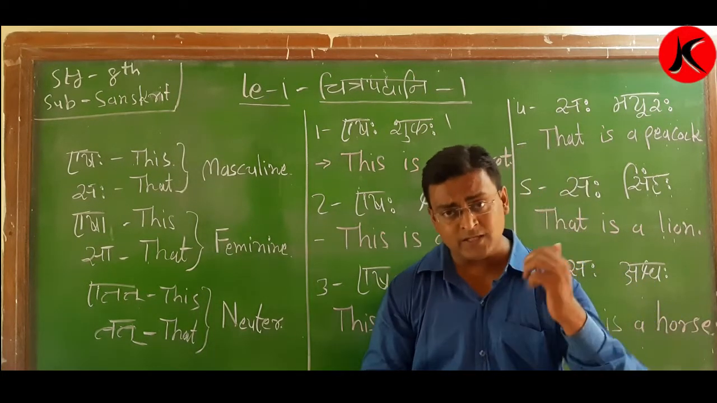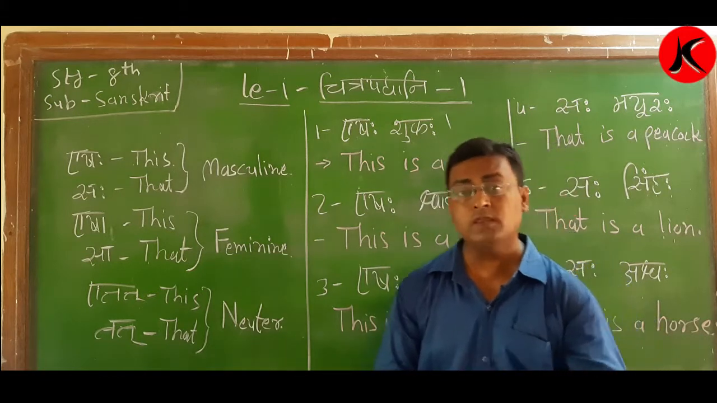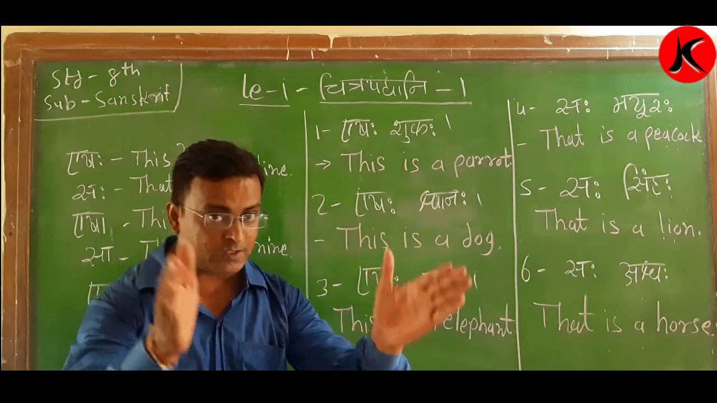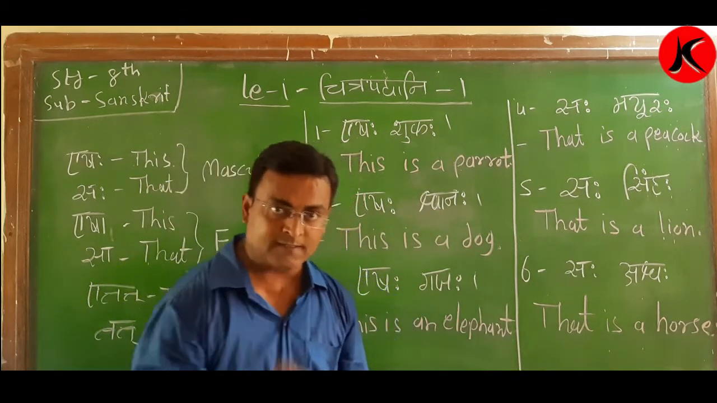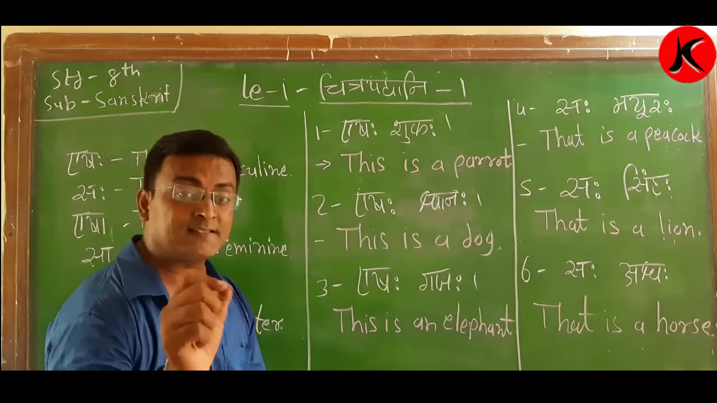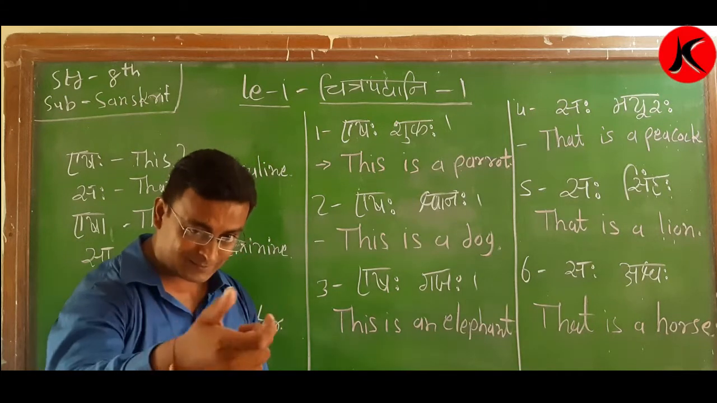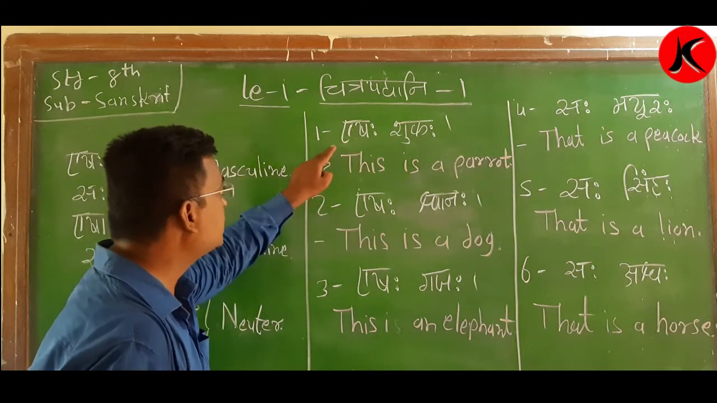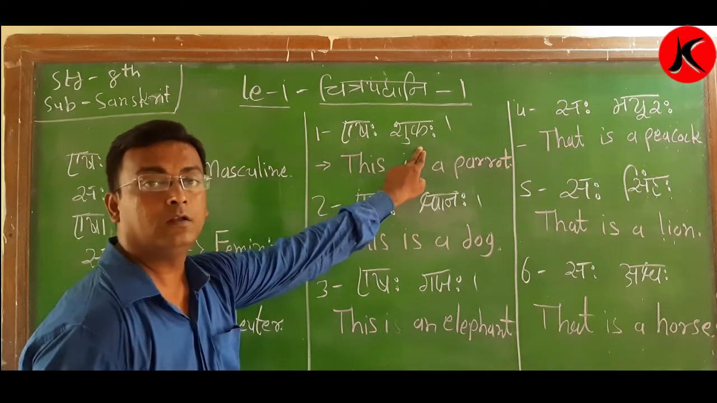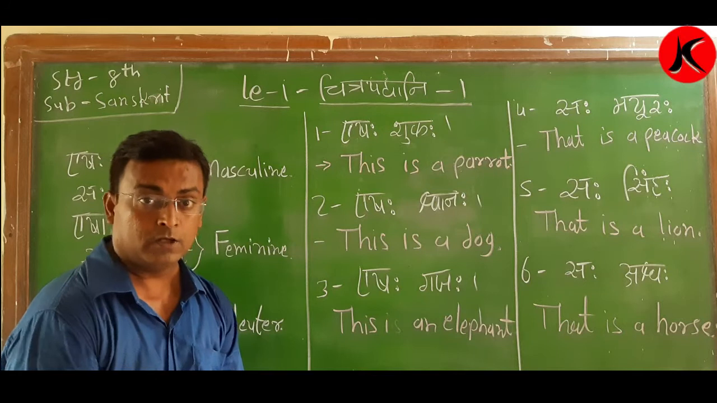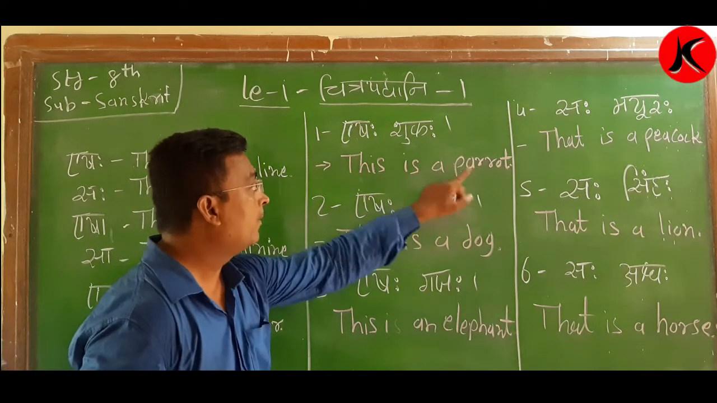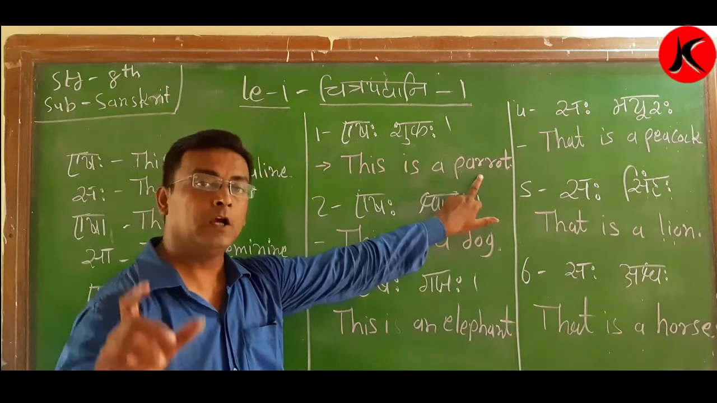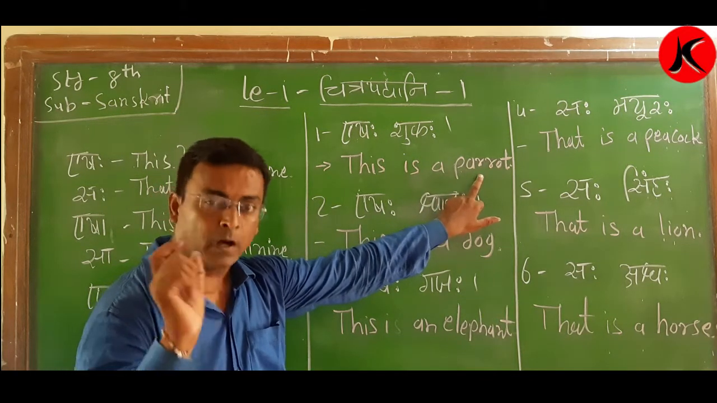Now in Chitrapadani 1, on the first page, total 6 pictures are there. These 6 pictures we are seeing now. Just look at the textbook. The first one is Esha Shukah. Shukah means parrot, P-A-R-R-O-T, parrot. That means poppet. One bird is that.